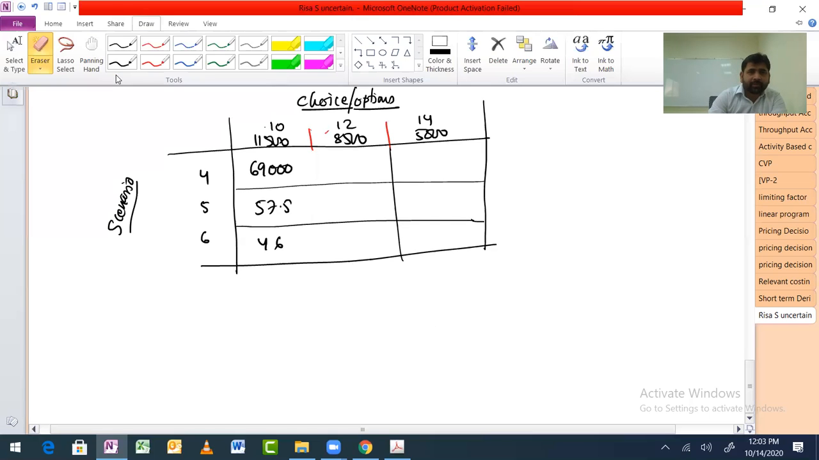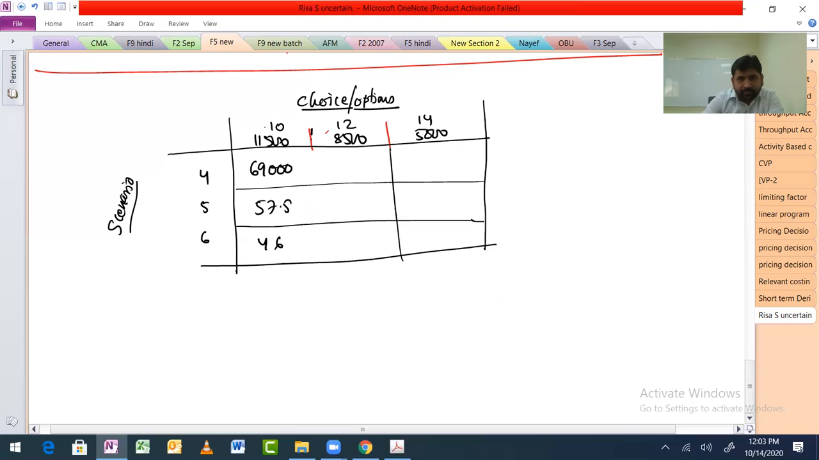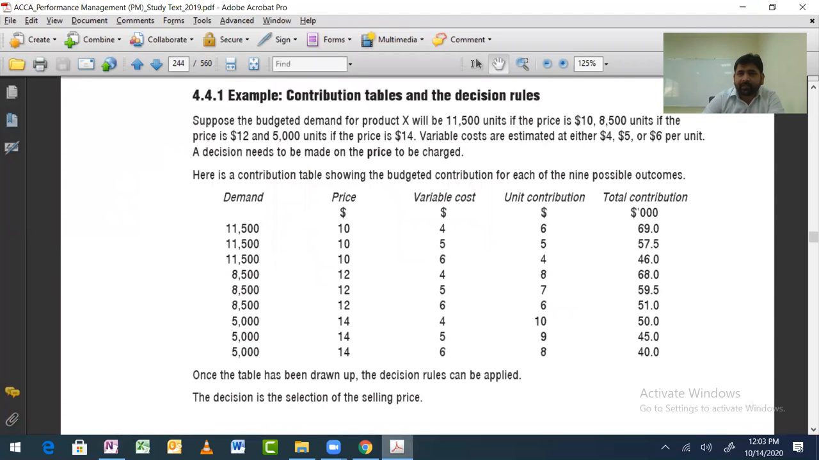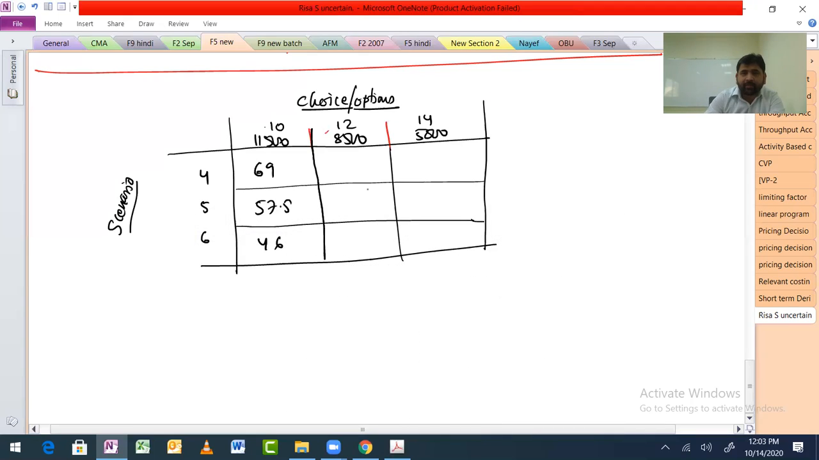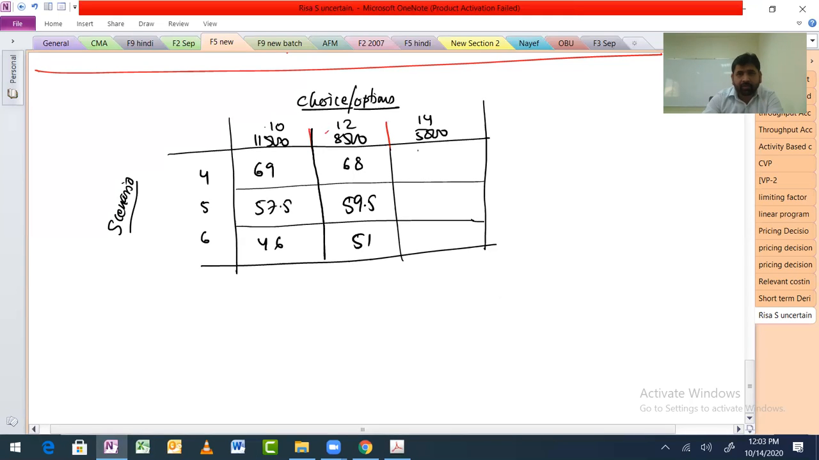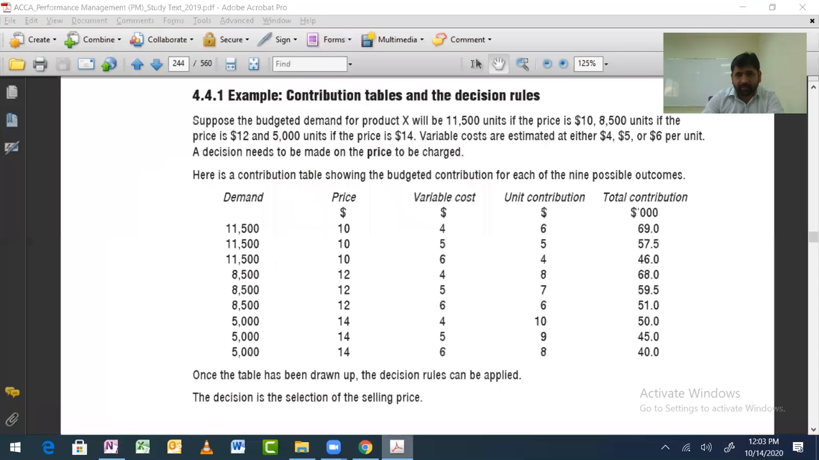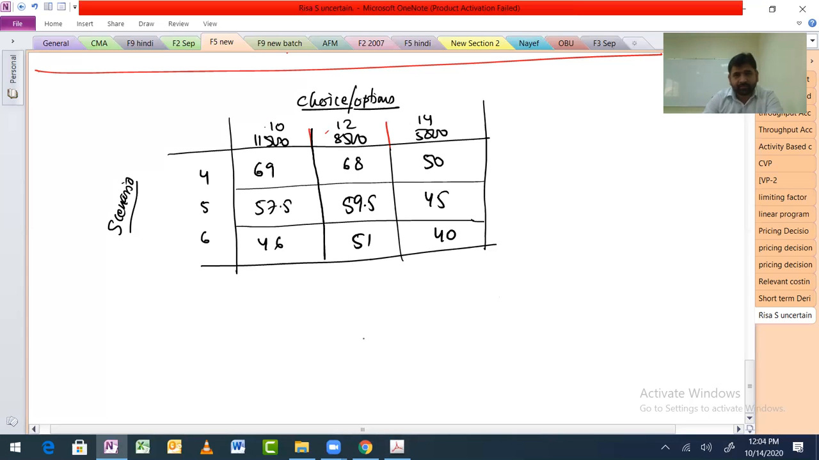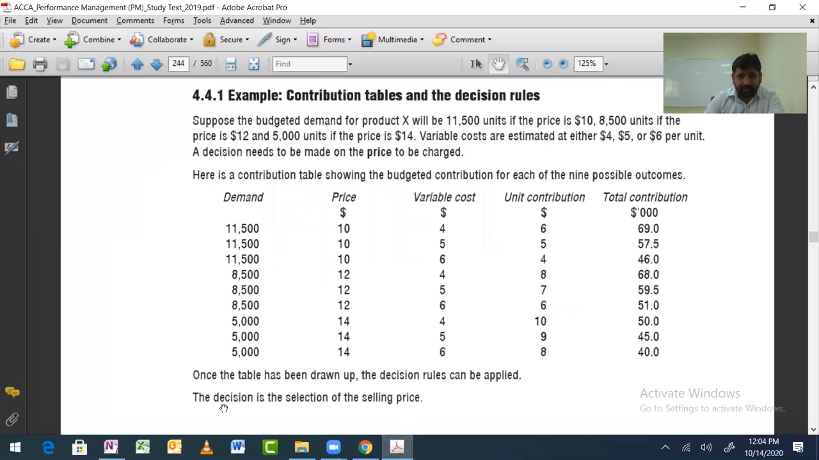So let's get back to this. 69, 57.5 and 46, then 68, 59, 51, and then 50, 45, 40. So here it will be 50, 45, 40. So we got all of these. Now, once the table is drawn up, the decision rule can be applied.